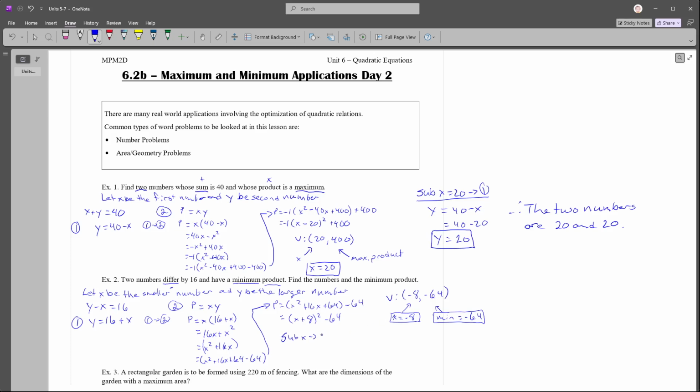x into equation 1. And what do we end up with? y is equal to 16 minus negative 8. Is that right? Oh, 16 plus negative 8. There we go. 16 plus negative 8, which is going to give us y is equal to 8. I know they look like the same number, but they're not. One is a positive, one is a negative. So we have negative 8 and we have 8.